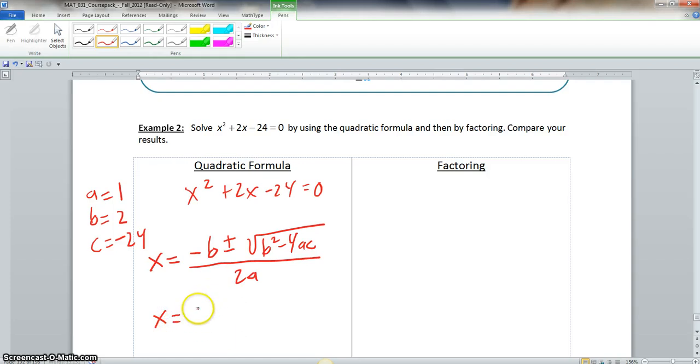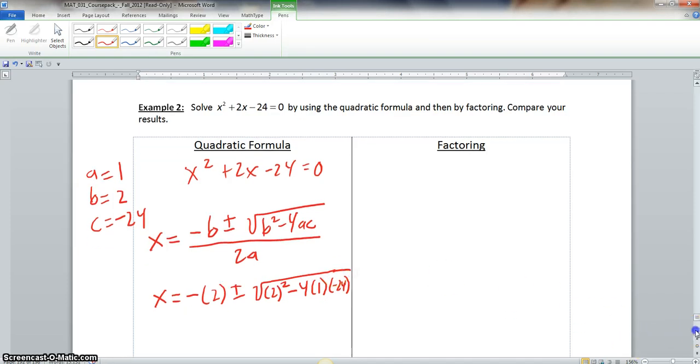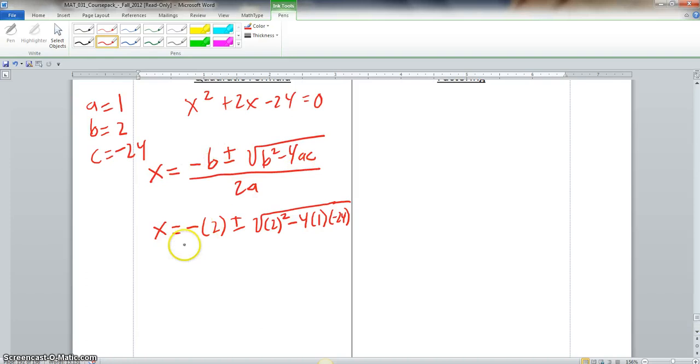So now we go through and substitute. We add negative, and then we'll put in what b is. Plus or minus the square root of b is still 2, and that's squared, minus 4 times a is 1, and c is negative 24. Okay, I have to scroll down for more space here. Okay, now that's all over 2 times, and we know a is 1.